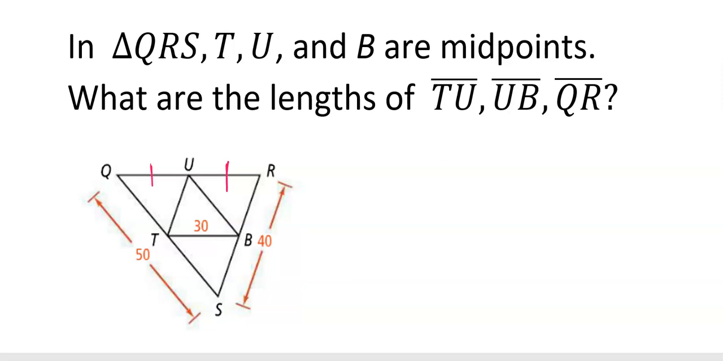B is a midpoint, which makes BS congruent to BR, and you would mark those. And then T is a midpoint, so you'd mark those the same as well. And what that does is it makes all of this little triangle part midsegments, like we just did in the other triangle. So what are the lengths of TU, UB, QR?